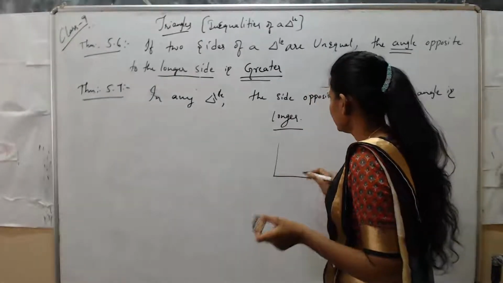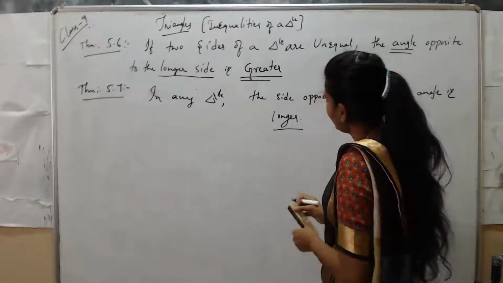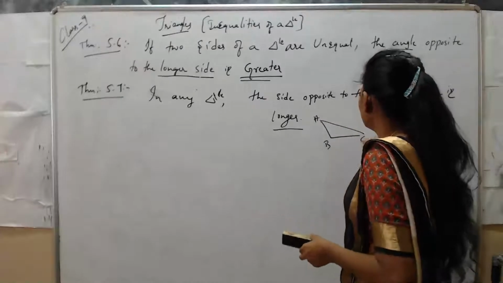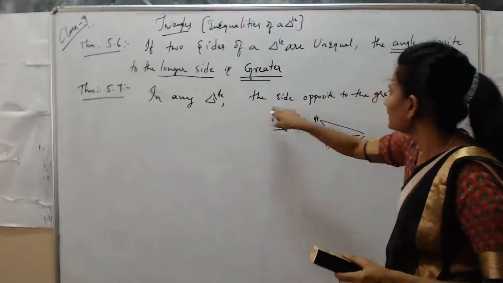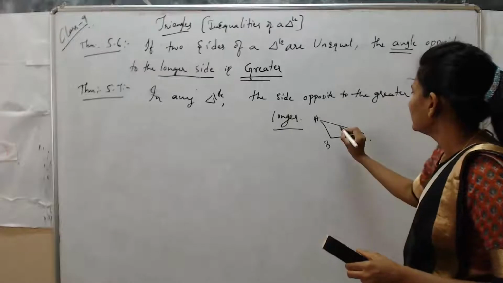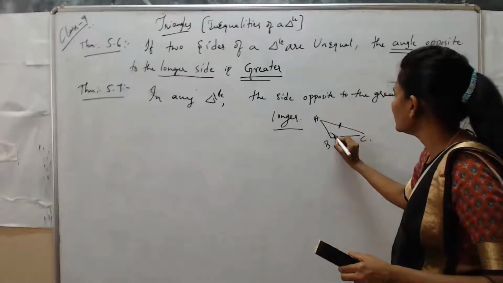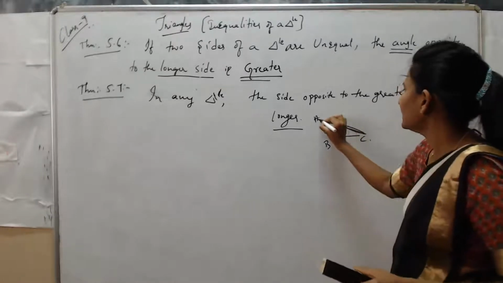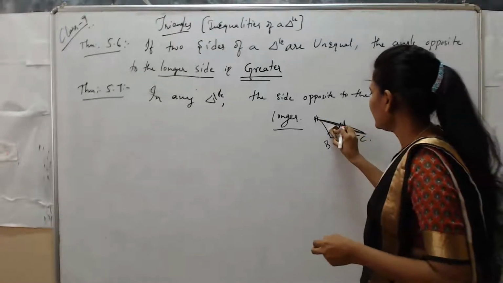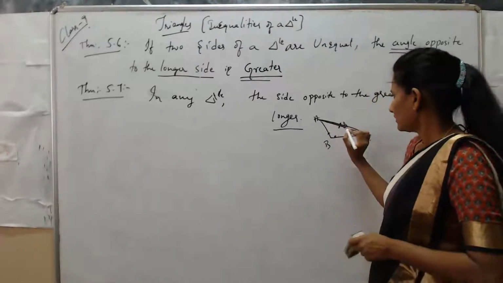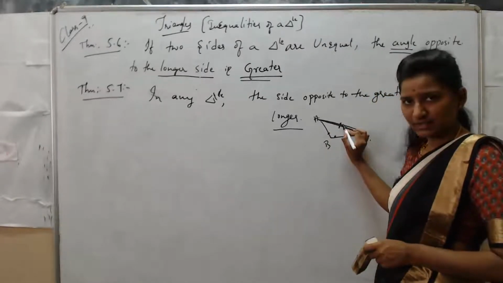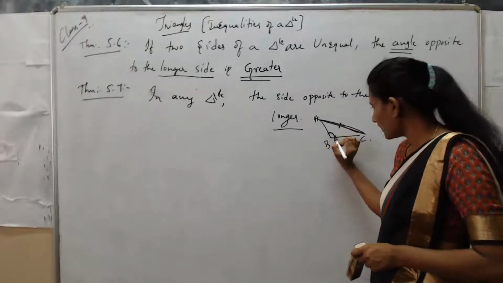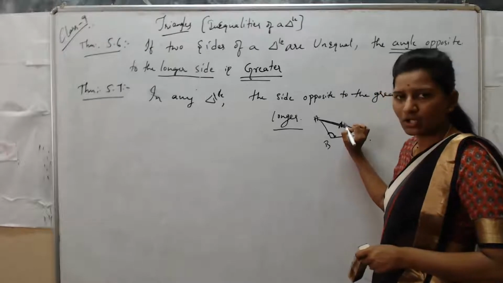If there is a triangle ABC, I am writing here: in any triangle, the side opposite to the greater angle is the longest side. Just remember one thing: if a side is the longest side, its opposite angle will be the greater angle. If this is the greater angle, then the side opposite to it will be the longest side.